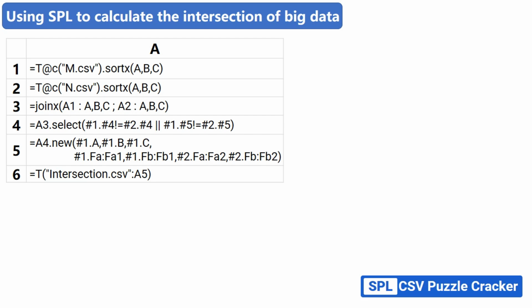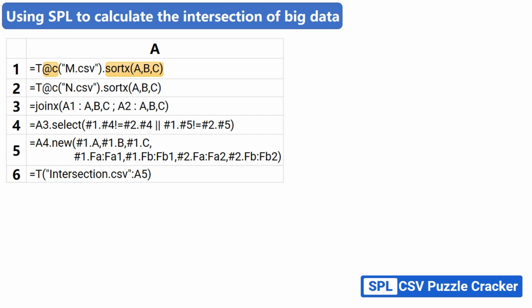A1 loads m.csv using the t function. Use the @c option to indicate that cursor reading will be used. Use the sortx function to sort by the primary keys A, B, and C. Sortx is specifically designed for big data sorting and automatically processes the buffer, returning an ordered cursor.